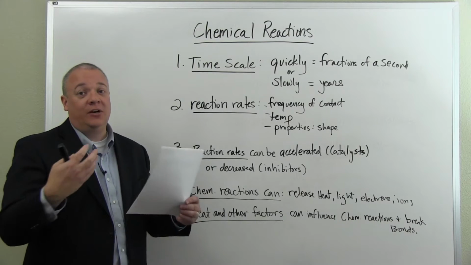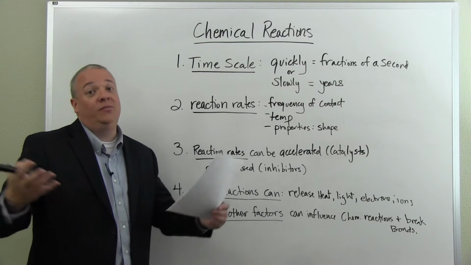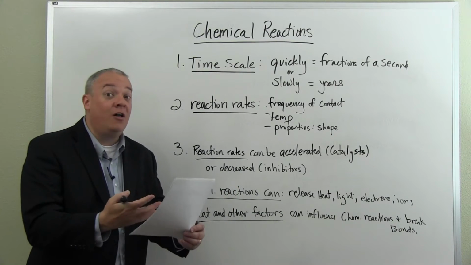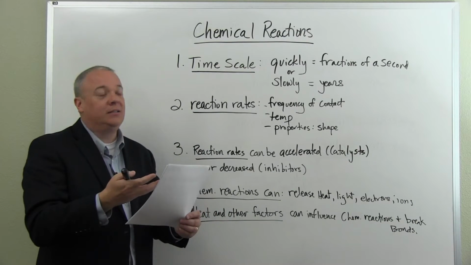If it is very little contact, you have a slower rate. If they don't come into contact very often, that also slows it. If there's a great mixing of these things that react volatilely, you can have a very rapid reaction. So it's the frequency of contact between the interacting chemicals.